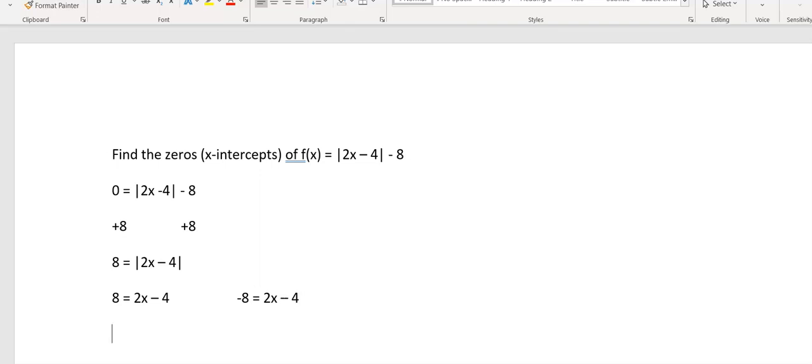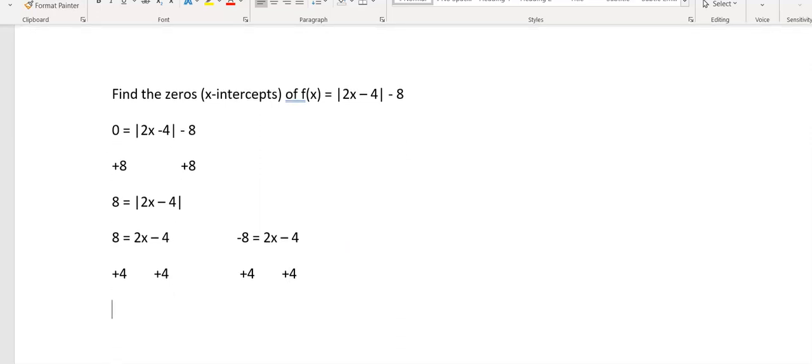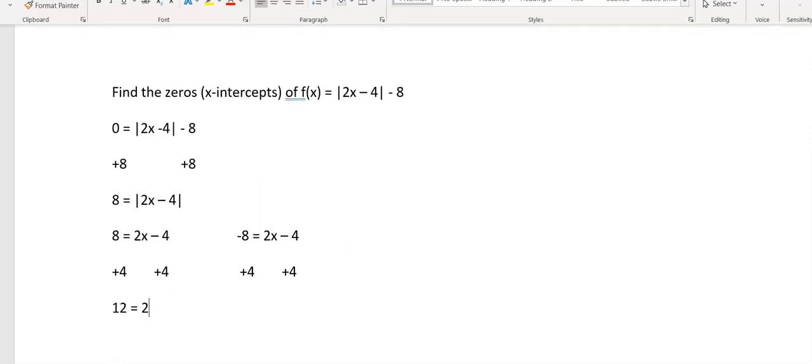So let's solve the first one. Let's add 4 to both sides. And while I'm at it, I'll just do it to the second one because we're going to do exactly the same thing. So we get, let me move this down, 12 equals 2x. And I'll continue with this one over here. Negative 8 and 4, though, is going to be negative 4 equals 2x. And then let's divide out the 2 that's in front of our x. And we will get 6 for this first one. And we'll get negative 2 for this second one. And those are our two x-intercepts.